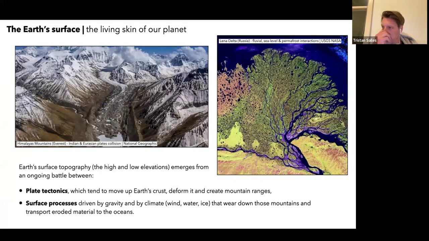I've got some introductory slides here. Pretty much everyone is going to be aware of it, but I start with it. I took this idea of the analogy with the human body from, I think, one post from John Perron, and I really liked it, so I took it for myself. So basically the idea that the Earth's surface is the living skin of our planet, and this surface is at the interface between two main processes, plate tectonics and surface processes. And by surface processes, I'm specifically going to look at the effect of water and gravity, and not really talking about wind and ice.